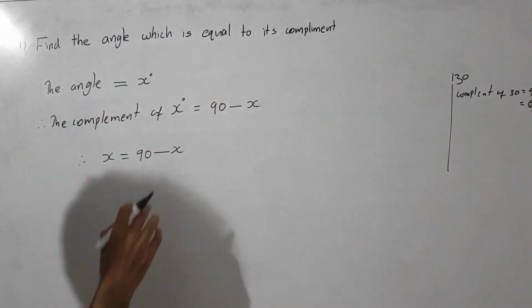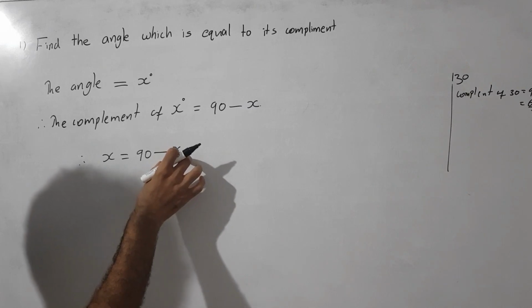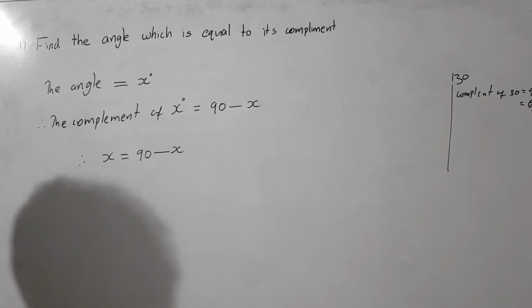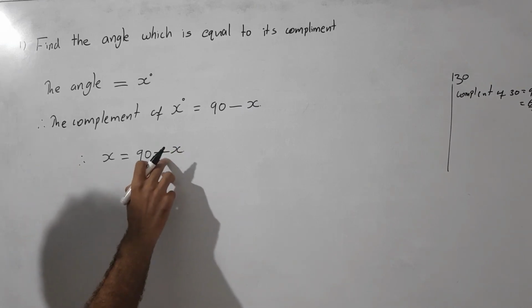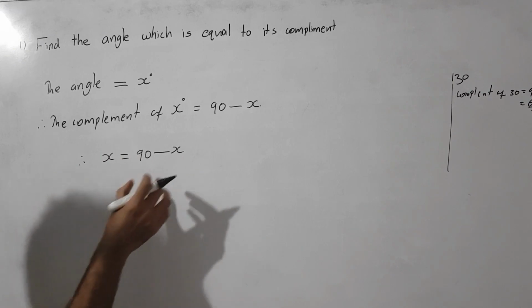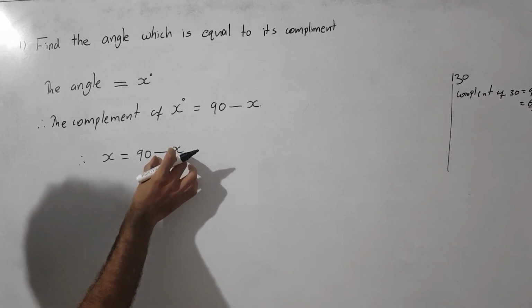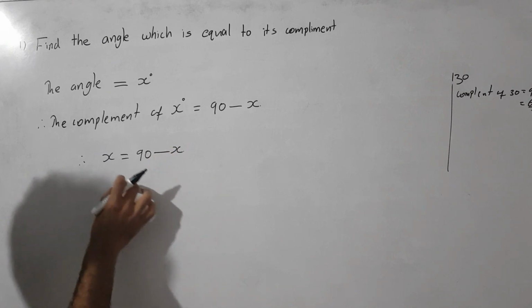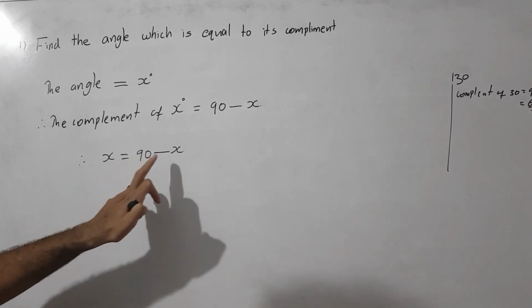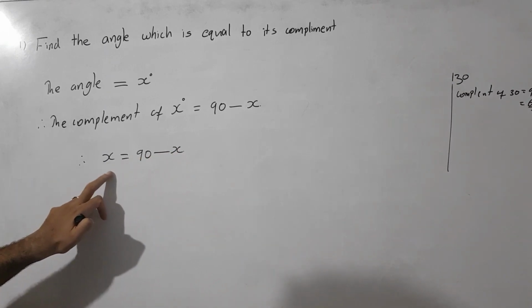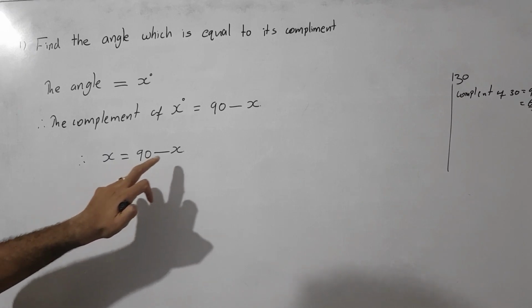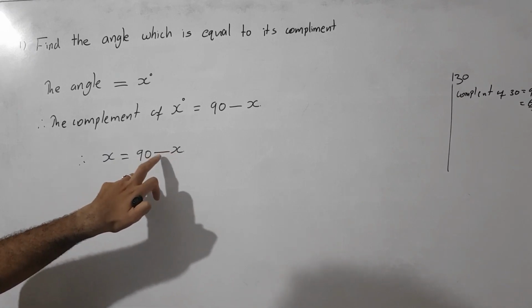So what is our first step? We just transpose the x from RHS to LHS. Correct, here we have 90 and x. So we transpose the x from RHS to LHS. Then if you transpose x from RHS to LHS, what is the change? What are we doing, 90 and x here is subtracting.